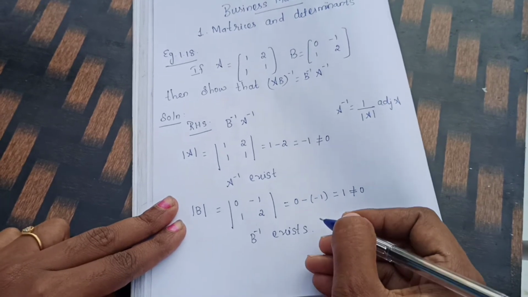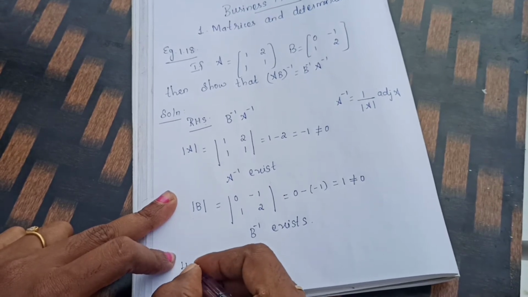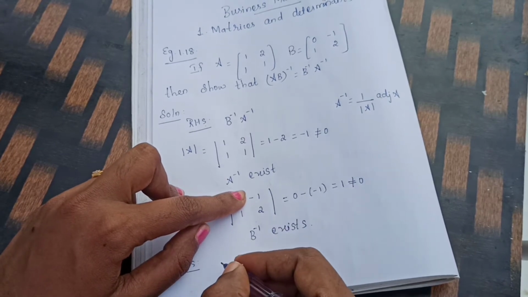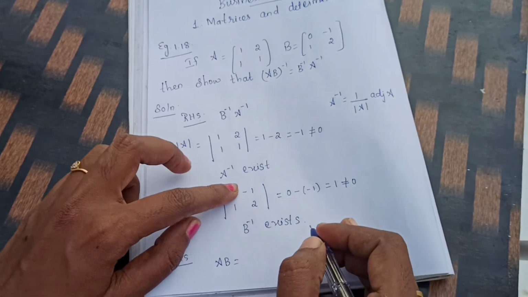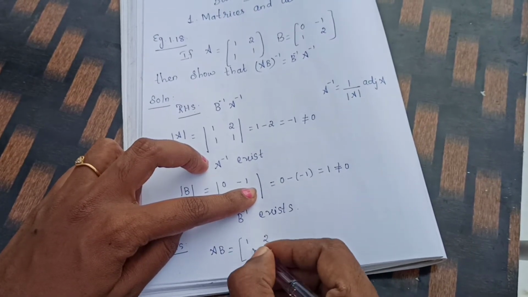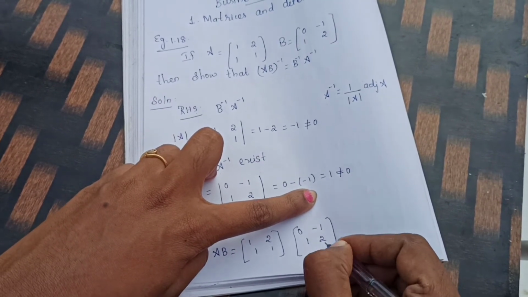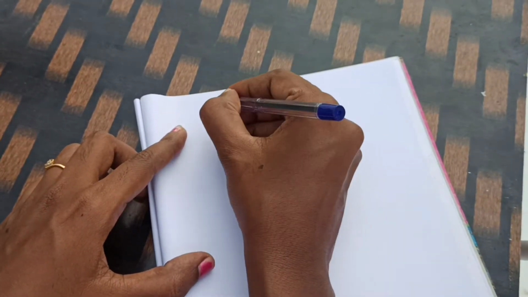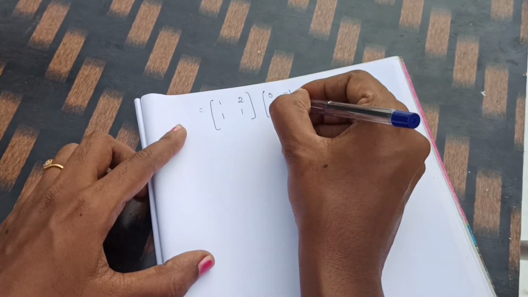Then, afterwards you need to find LHS. For that, you need to find AB the whole inverse, which means first you need to find AB. How will you find AB? A into B. A value 1, 2, 1, 1. B value 0, minus 1, 1, 2. Already you know how to find A into B. So, if you multiply, again I am writing 1, 2, 1, 1, 0, minus 1, 1, 2.